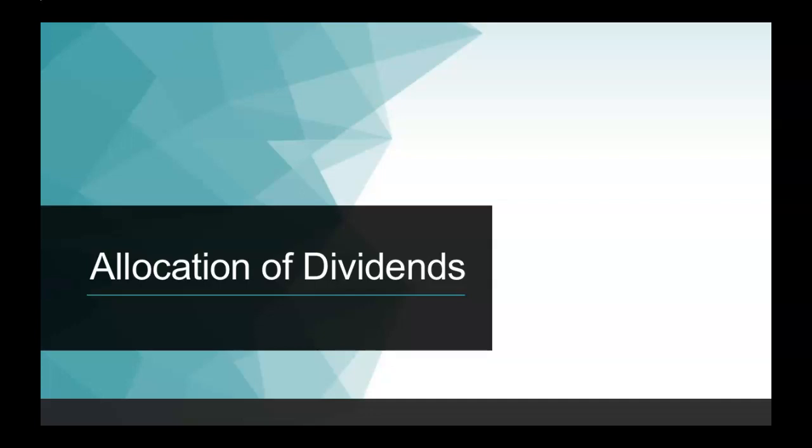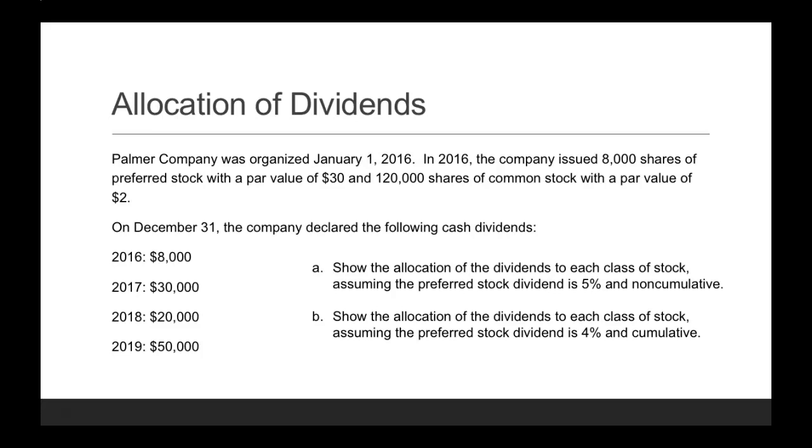Let's work through an example problem for the allocation of cash dividends. So this problem says that Palmer Company was organized January 1st, 2016. In 2016, the company issued 8,000 shares of preferred stock with a par value of $30 and 120,000 shares of common stock with a par value of $2. Then the company declared the following cash dividends on December 31st of each of those years.